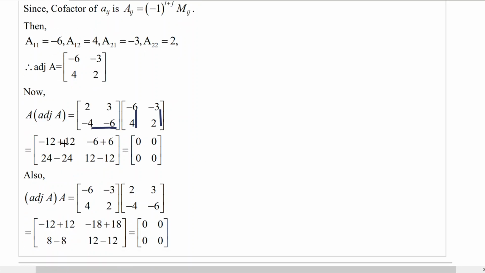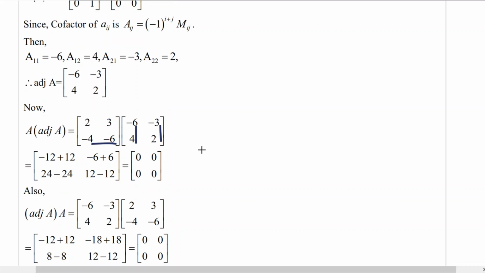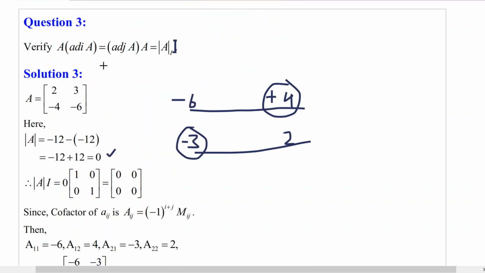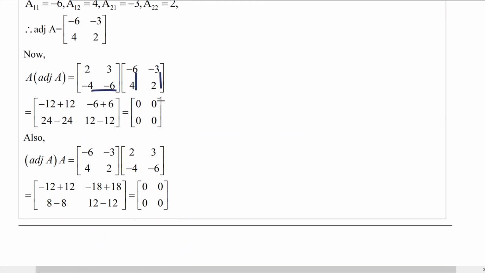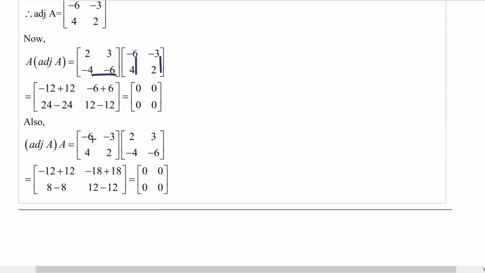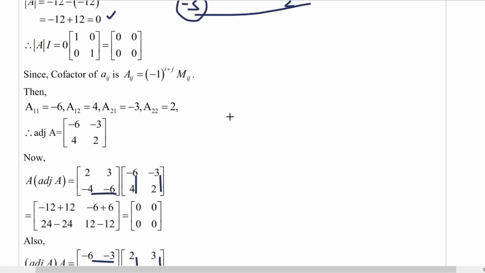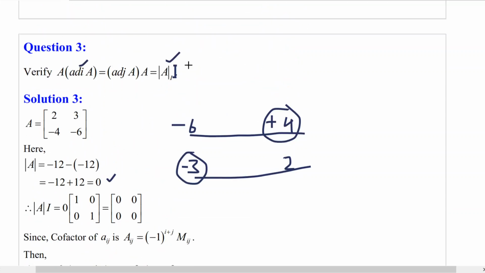And now we have minus 12 plus 12, that is 0. This is 0, this is 0, this is 0. So A into adjoint A is also a null matrix. So this thing is a null matrix. This is also a null matrix. Let us calculate this now. Adjoint A into A, same method you follow. I don't think you need any further explanations. Just multiply, you'll get 0 0 0 0, and hence it is verified. So always keep this relation in your mind.